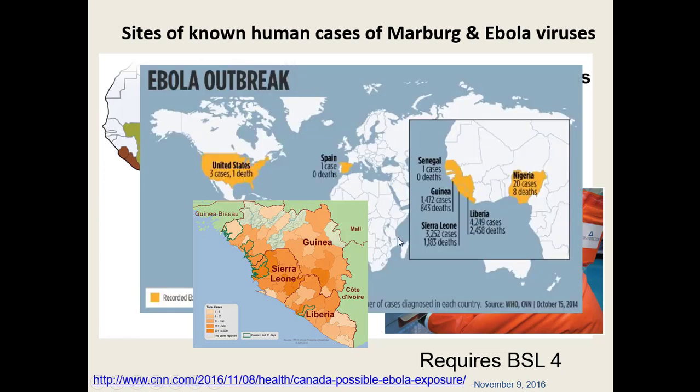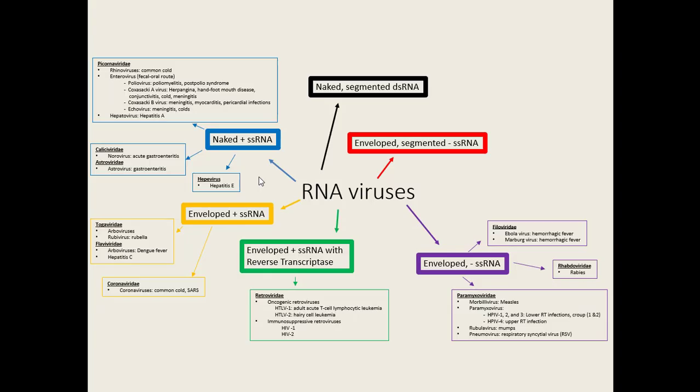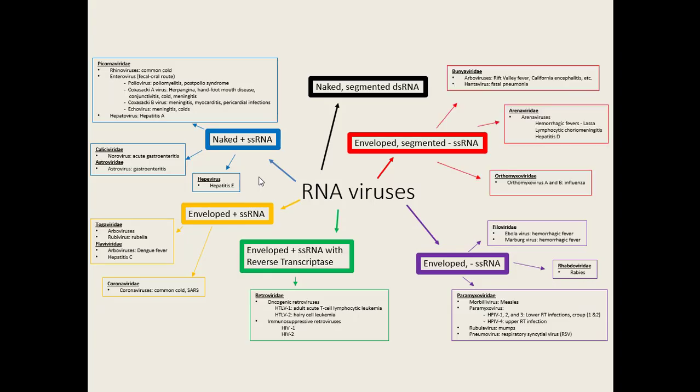Now, our next group are enveloped, segmented, negative sense, single-stranded RNA. So all of their RNA is in tiny little segments. Now, there are three families, the Orthomyxoviridae, the Arenaviruses, and the Bunyaviruses.